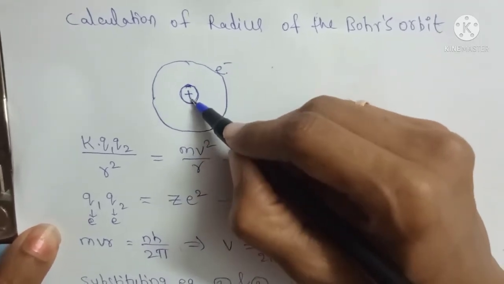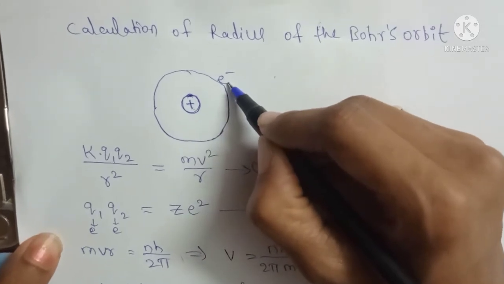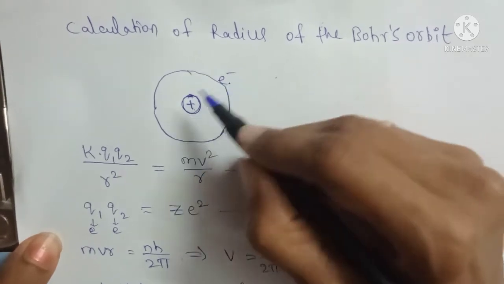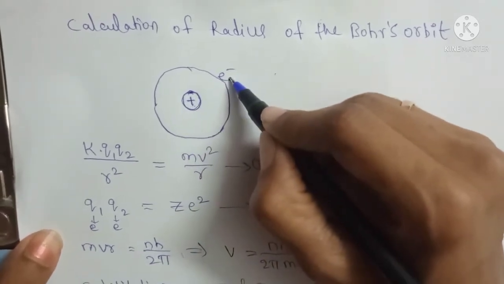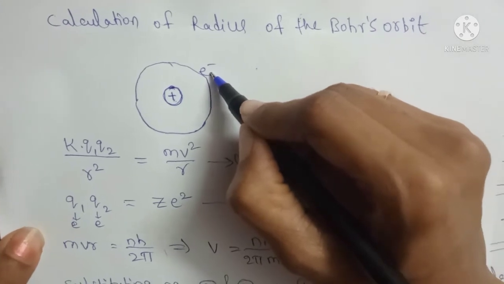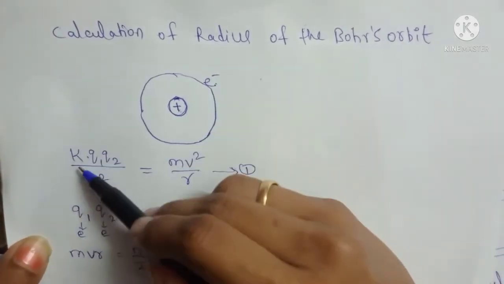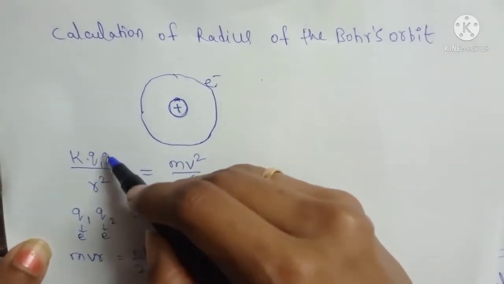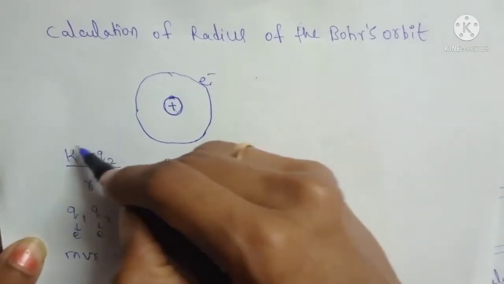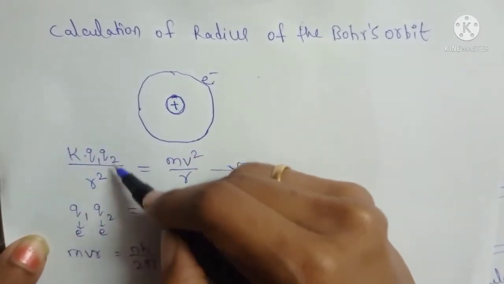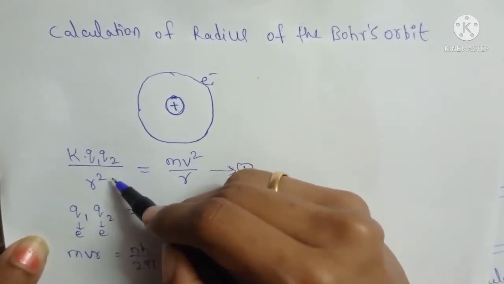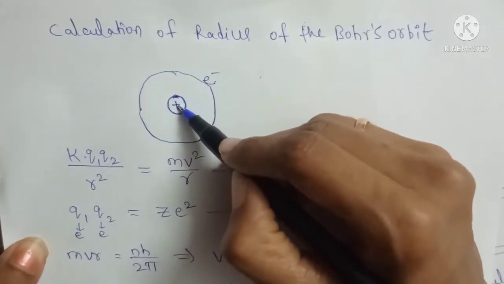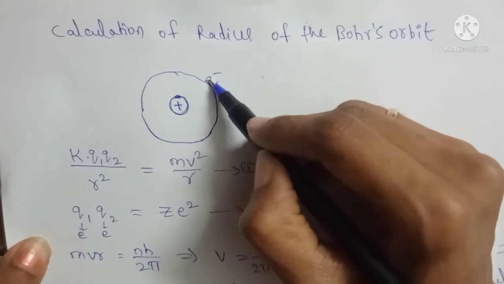The nucleus contains positive charge and the electron contains negative charge. So there should be an attraction force between the positive nucleus and the negative electron. That attraction force is equal to k q1 q2 by r square. This is the equation for attraction force. The electrostatic attraction force is equal to K Q1 Q2 by R square. Here Q1 and Q2 are the charges of the positive nucleus and the negative electron.